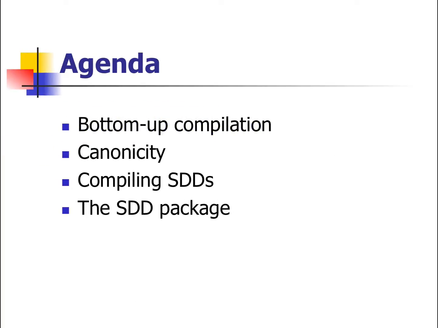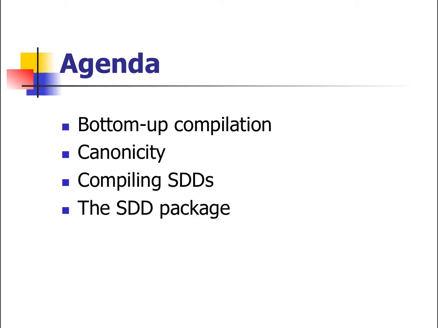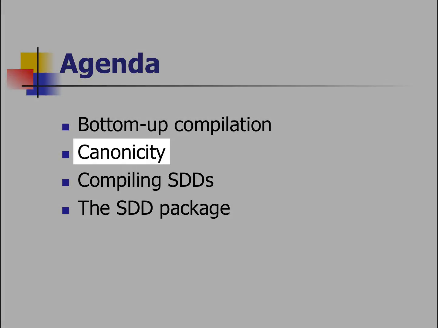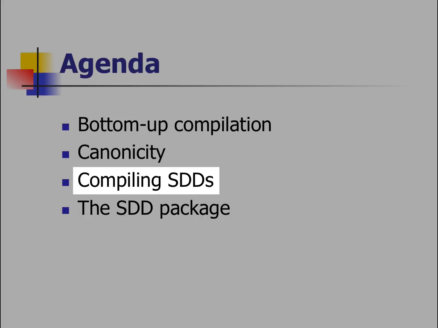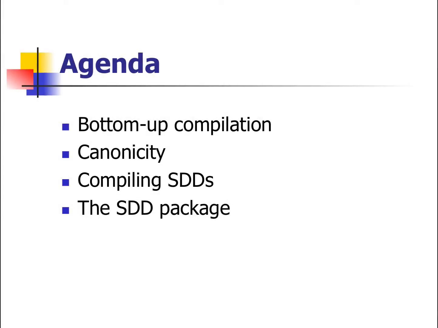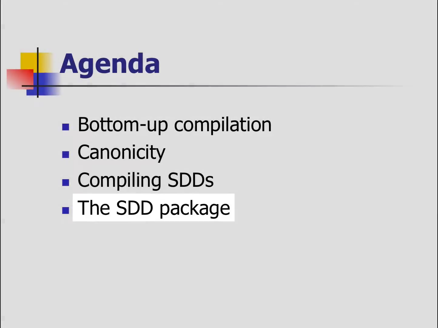We will start by motivating bottom-up compilation and some of the challenges. And then we'll talk about the topic of canonicity, which is quite important for bottom-up compilation. And the third topic is the process of compiling Boolean formulas into SDDs. And finally, we will talk about the SDD package, which is available publicly and implements the compilation methods that we're going to be talking about. The SDD package will also be mentioned throughout this tutorial.